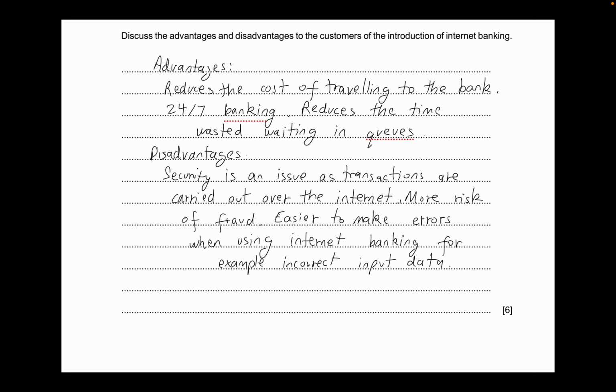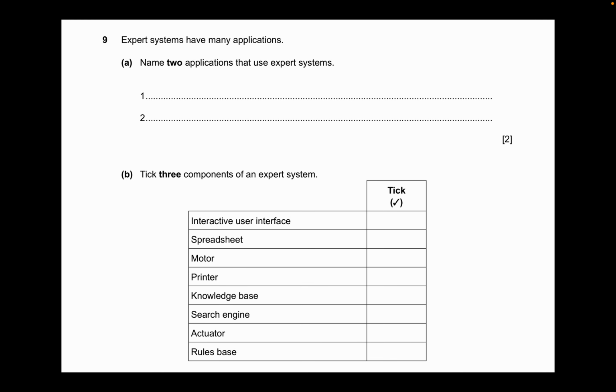All right, let's move on to the next question. Next question. Expert systems. It's pretty fun, actually. Expert systems have many applications. Name 2 applications that use expert systems. That would be diagnostic systems, and hopefully you guys know this one, chess games. They use expert systems. Careers, tax, all that stuff use expert systems.